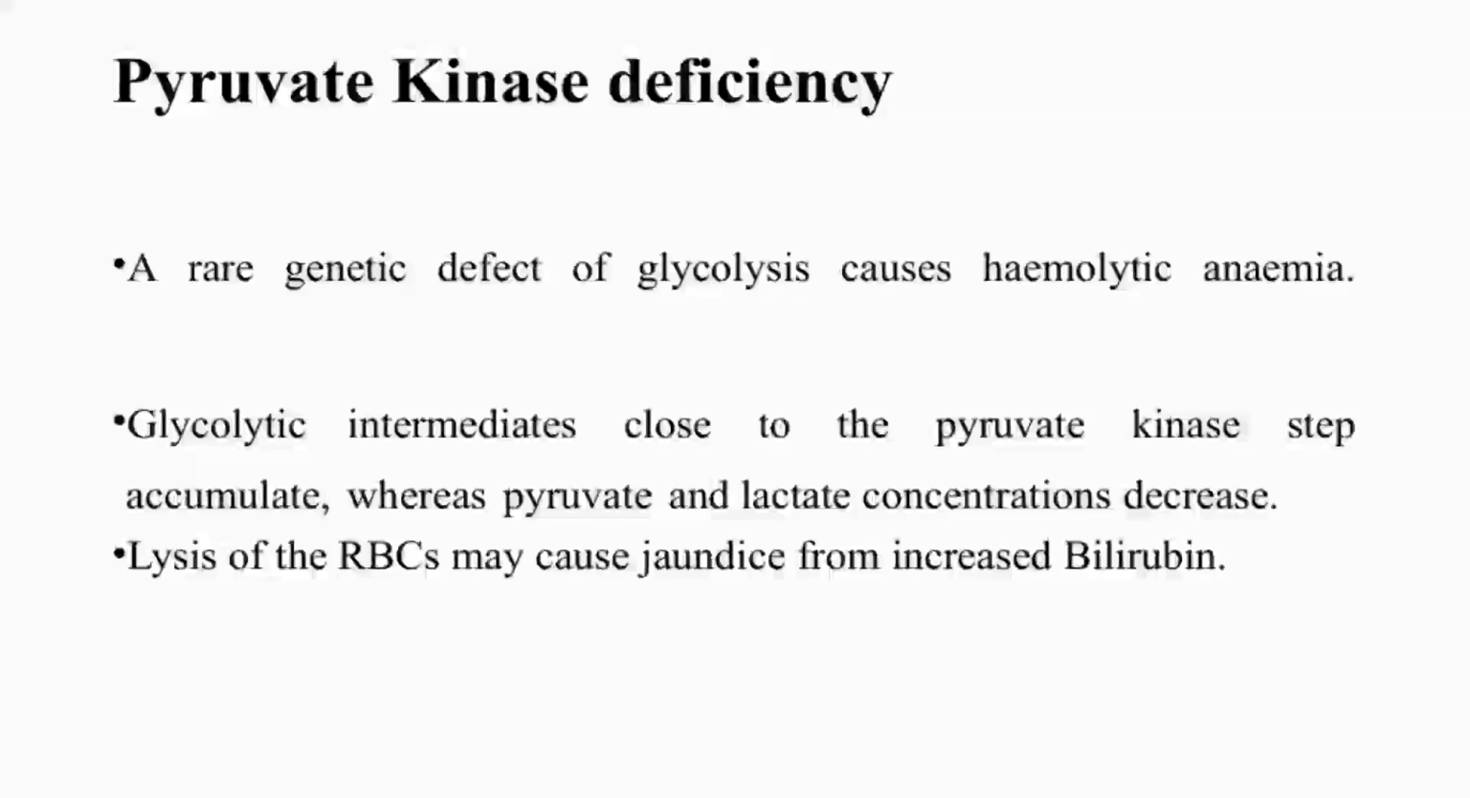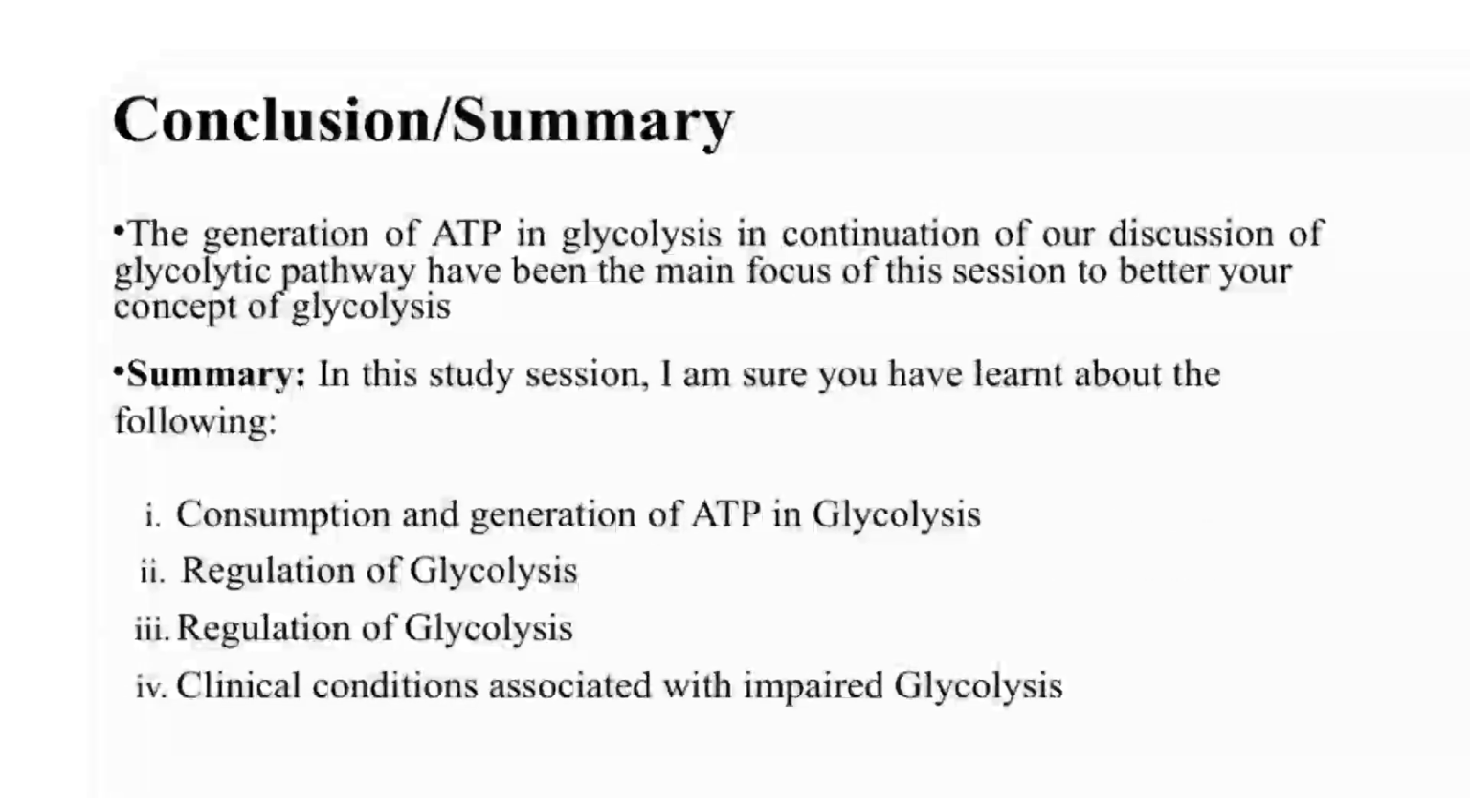Let's wrap up our discussion on glycolysis by focusing on how ATP is generated during this process. Throughout this session, our main goal has been to deepen your understanding of the glycolytic pathway and its significance in cellular metabolism. Remember, glycolysis involves both the consumption and production of ATP. Initially, ATP is used to activate glucose, but as the pathway progresses, it produces ATP through substrate-level phosphorylation. This net gain of ATP is crucial because it provides immediate energy for the cell, especially in anaerobic conditions.